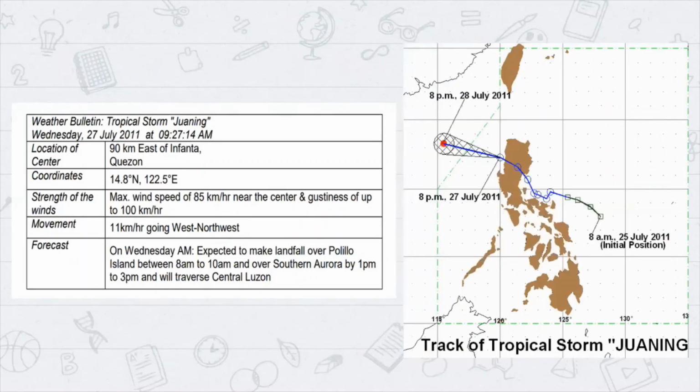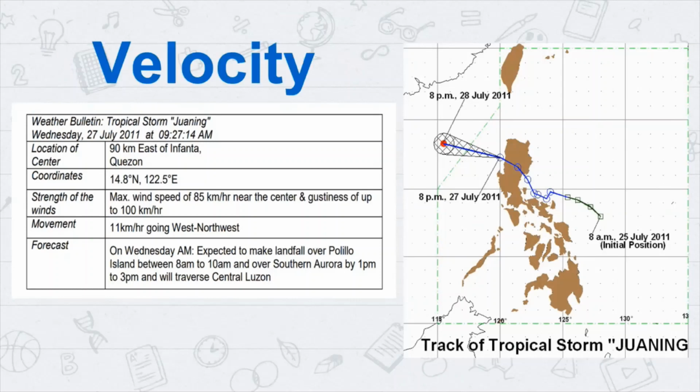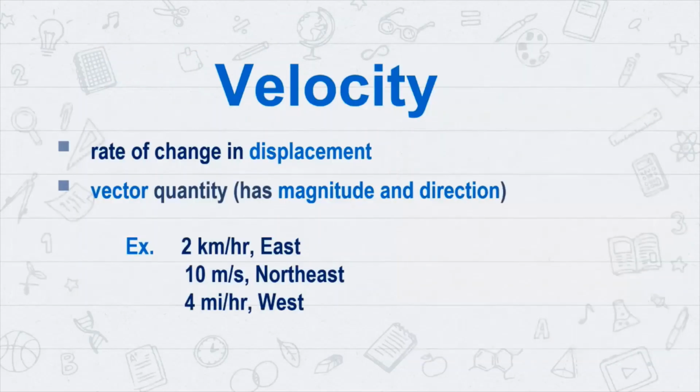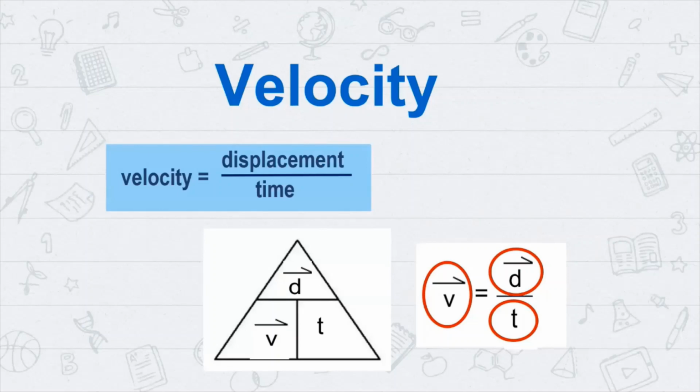On July of 2011, the storm Juaning entered the Philippine area of responsibility. When we describe speed with direction, we now refer to velocity. Velocity is the rate of change in displacement. It is a vector quantity, meaning it has a magnitude and direction. For example, 2 kilometers per hour east, 10 meters per second northeast, 4 miles per hour west. So basically, velocity is speed with direction.